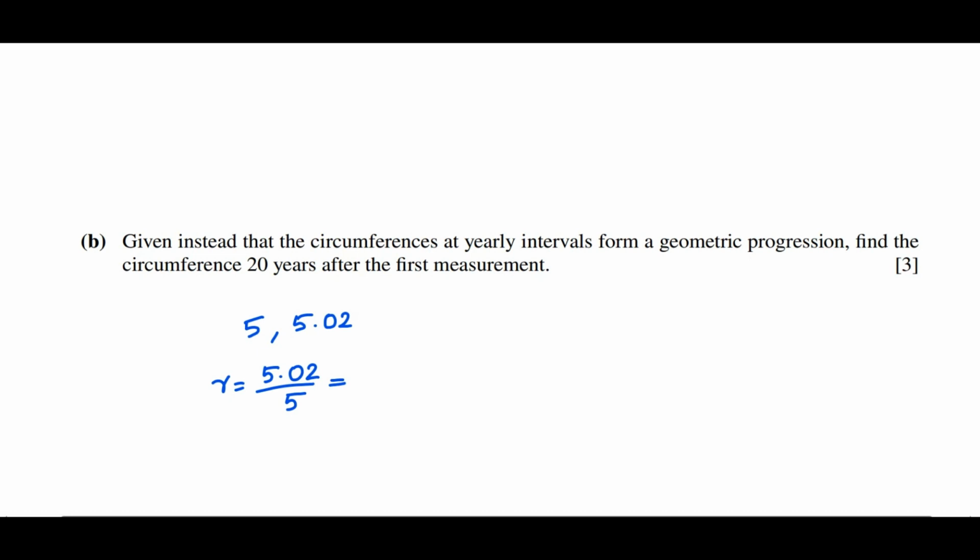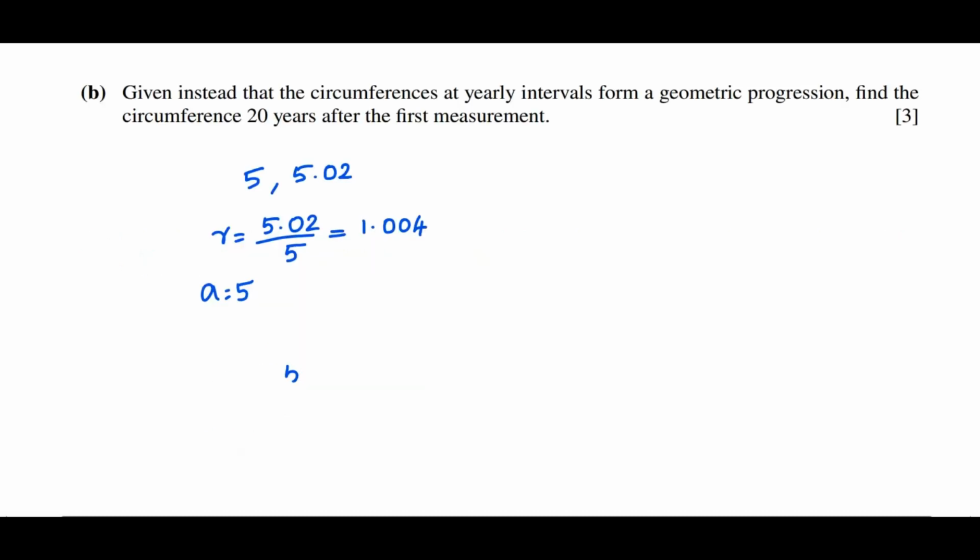This is equal to 1.004. And a is 5. The nth term formula is a, which is 5, multiplied by r power n minus 1. Here it is 20, which is equal to 5.42. I am writing in 3SF.